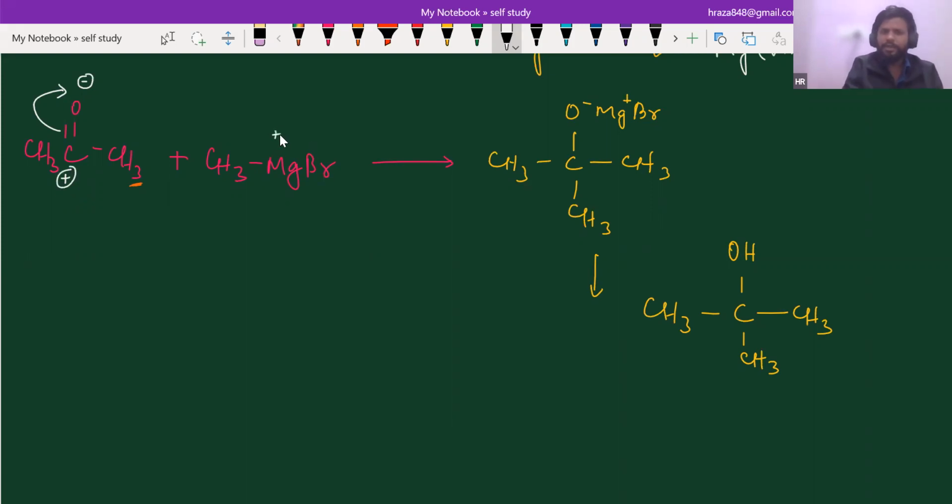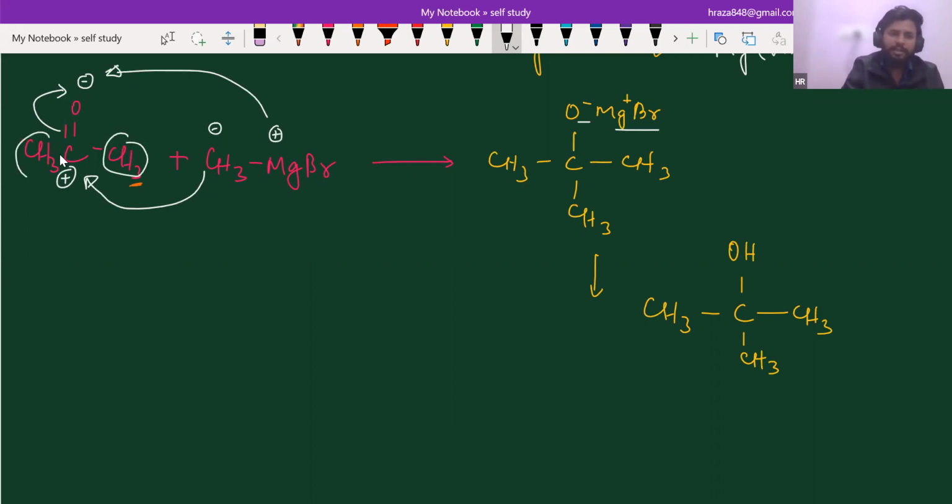Now again, you can see this is metal, so positive. This is non-metal, so negative. So negative will go to positive and positive will go to negative. Now what will happen? You can see O minus Mg plus Br, and there was CH3 on the right hand side, there was CH3 on the left hand side, and this CH3 is coming on the bottom. Are you getting my point? Zed, Anushka, Ahmad, Alan.